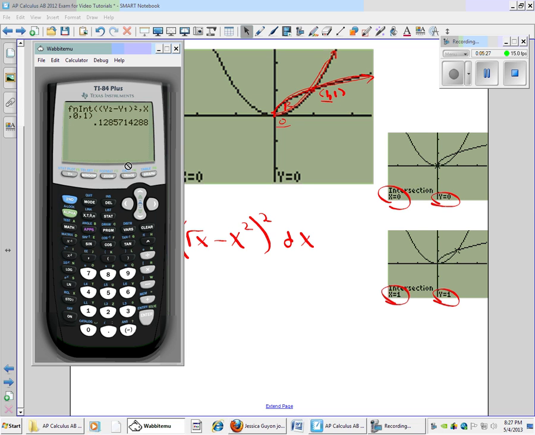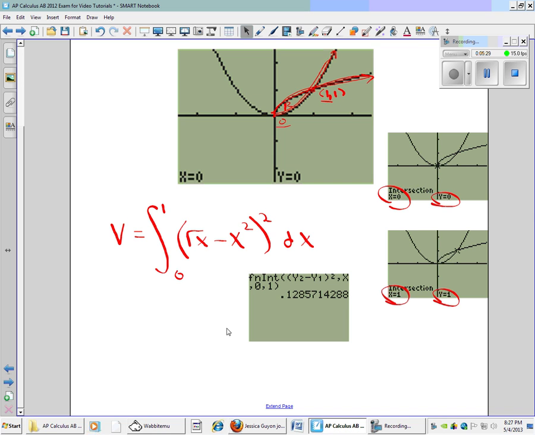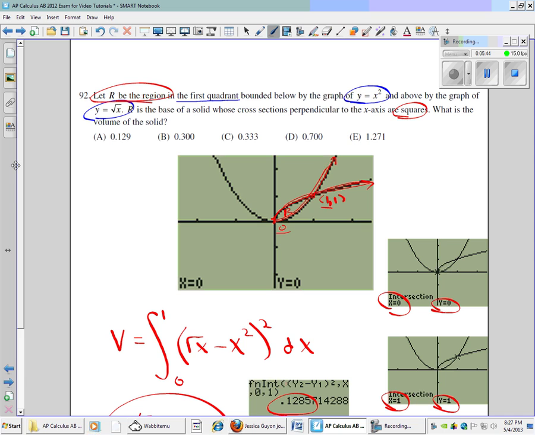And this will be our volume. We can round that to 3 decimal places. So I'll have my volume equal to 0.129. And let's go ahead and look. That's answer choice A. I hope that helps.